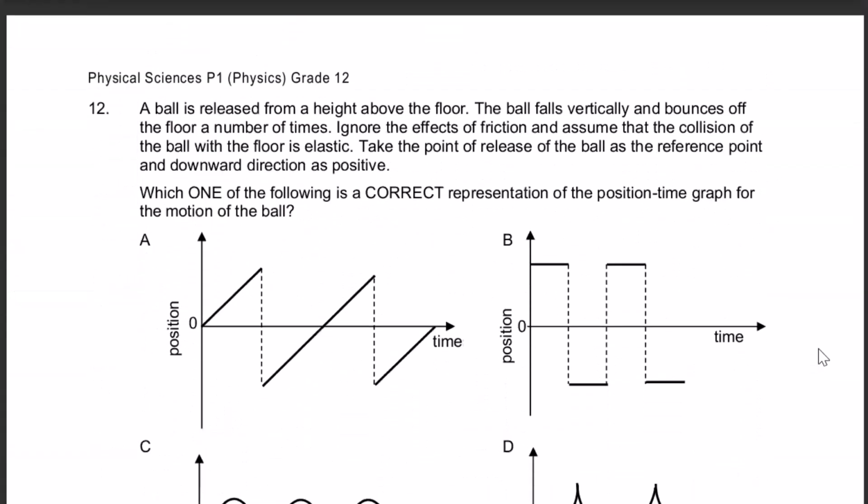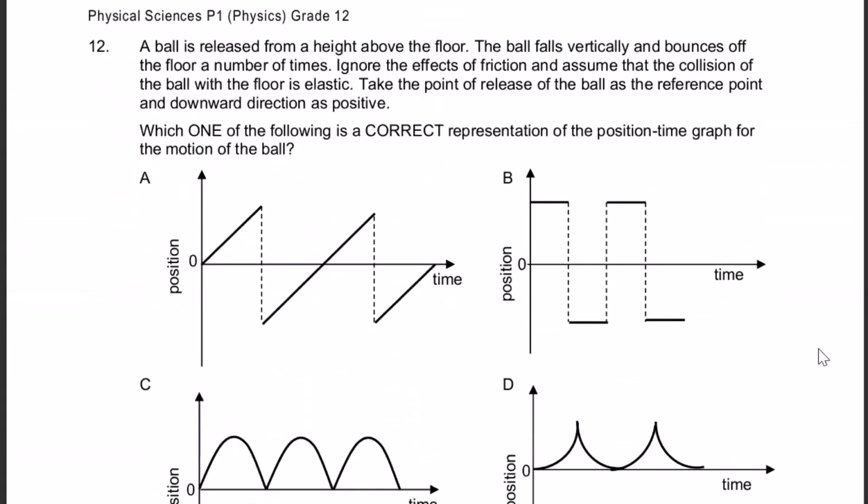Okay, then moving on to question number 12, which reads, a ball is released from a height above the ground. Released means our VI, the initial velocity, is equivalent to 0 meters per second. From a height above the floor, the ball falls vertically and bounces off the floor a number of times. Ignore the effects of friction and assume that the collision of the ball and the floor is elastic, so no energy is lost there. Then take the point of release of the ball as the reference point.